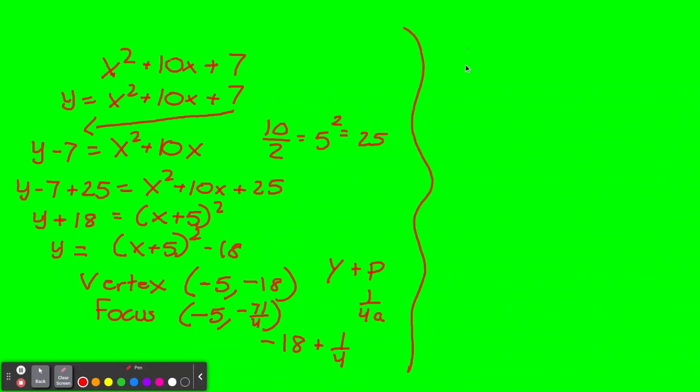Now, directrix. What's that? Y minus p. So we had negative 18 minus 1/4. That'll give the directrix. What'd you get? Negative 73 over 4.